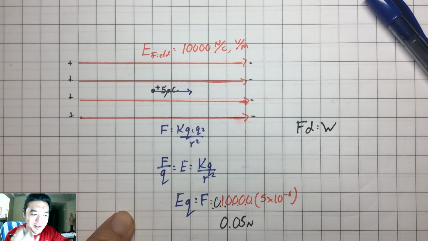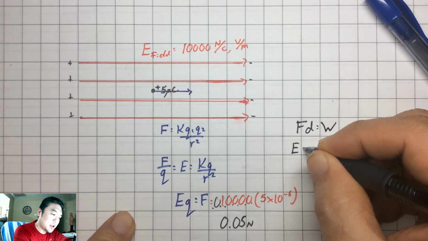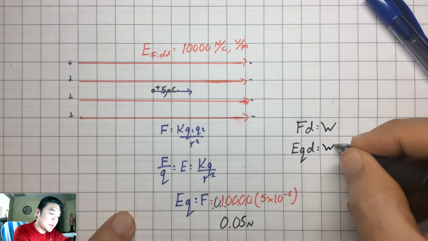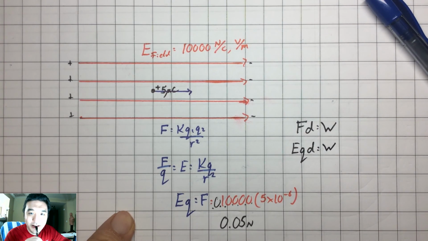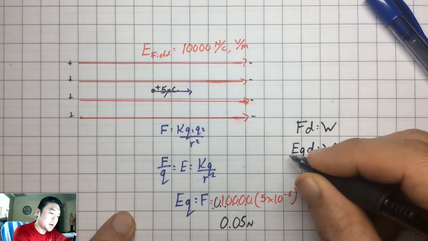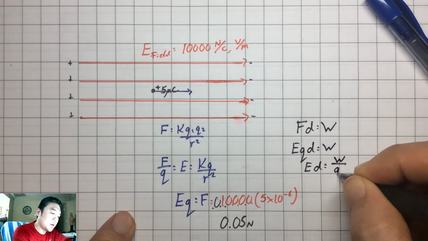And so this is where it gets a little bit more interesting. Force, again, was E times Q, so I'm just going to replace that. EQD is equal to work done. But let's just divide by that Q one more time. And I got E times D, because we're going to divide everything by Q, is equal to W over Q.